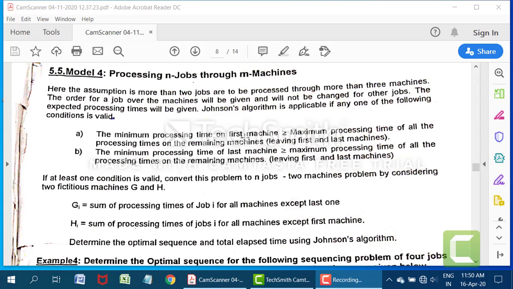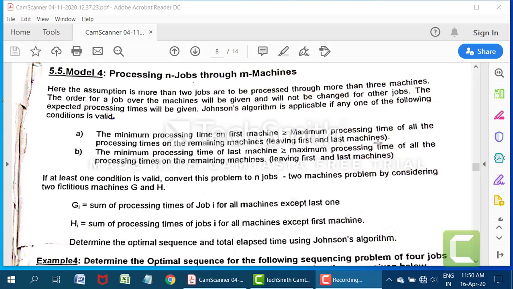So if the minimum processing time on the first machine is greater than or equal to the maximum processing time on the remaining machines, the middle machines, leaving first and last machines, then the condition is satisfied. If this condition is satisfied, it's okay. If this condition fails, then you check this condition. The minimum processing time on the last machine: for the last machine, time durations for all the jobs will be given. What is the minimum of it? So every time, the minimum processing time on the first machine is compared with the maximum processing time on the middle machines, and the minimum processing time on the last machine is compared with the maximum processing time on the middle machines.